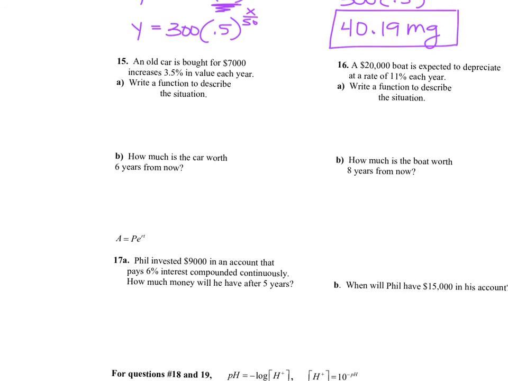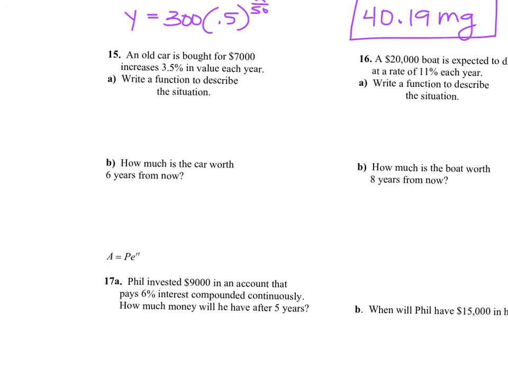15. An old car is bought for $7,000, and increases 3.5% in value each year. Write a function to describe the situation. Okay, so this is increase. You're growing, which means your growth factor has to be a number greater than 1, okay? Is 0.035 a number greater than 1? No. So this is where you have to be a little bit careful.